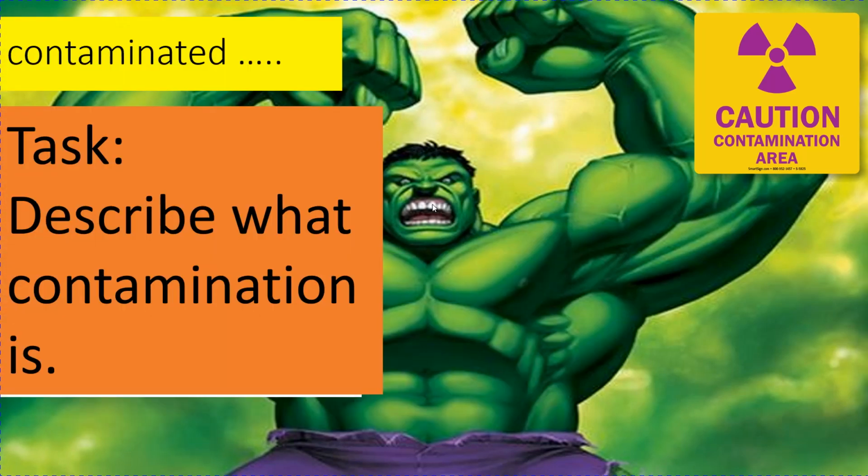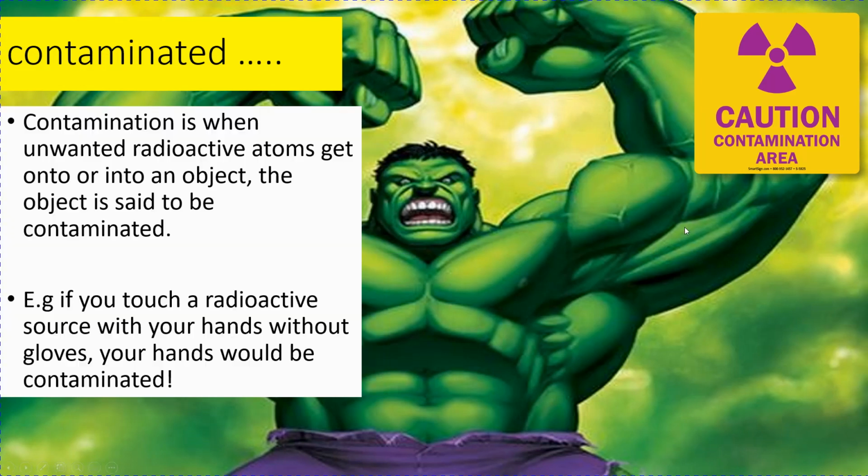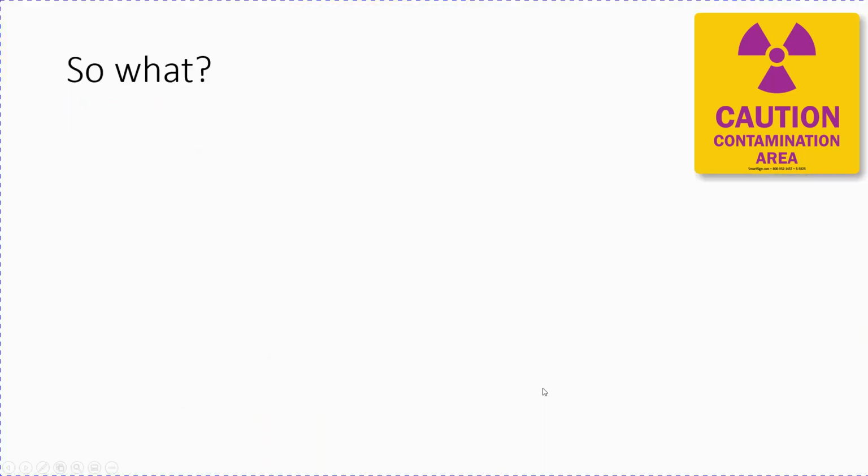Okay, so if you touch something that is radioactive, then you would become contaminated because it would remain on your skin, or potentially it can get inside your body. So it's this idea of unwanted atoms getting onto an object. It doesn't have to be you, it could be clothing that you wear. So contamination is this presence of these radioactive atoms.